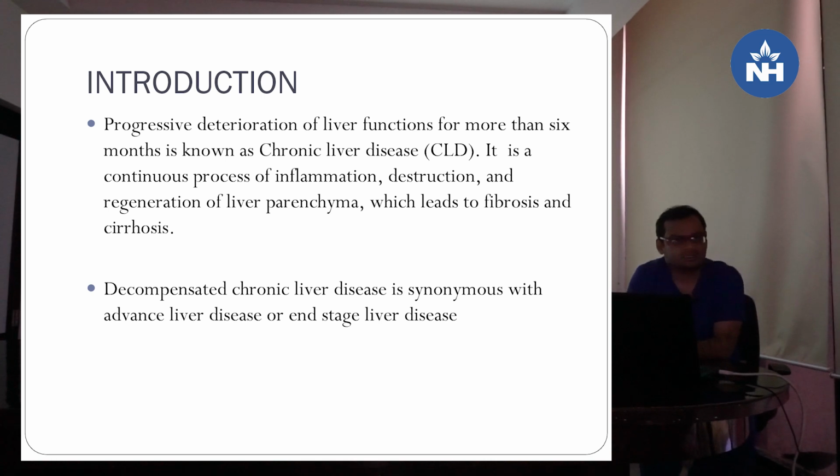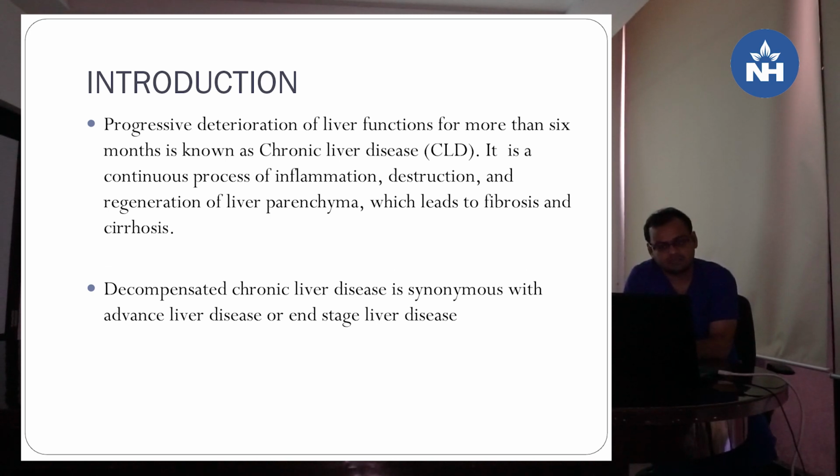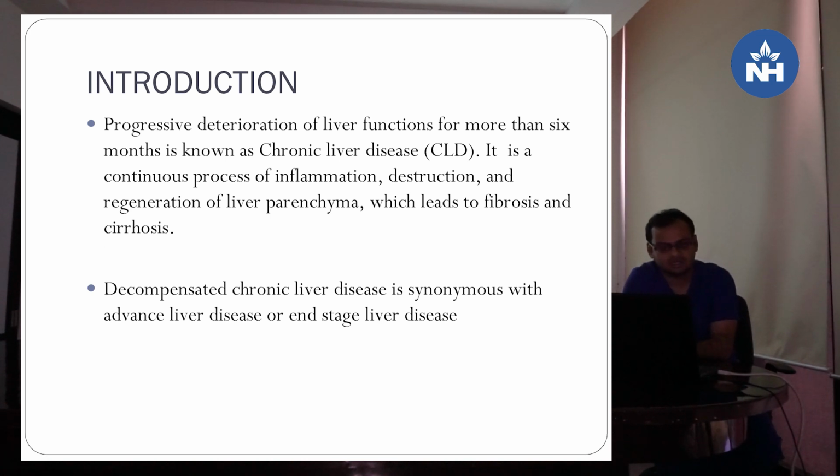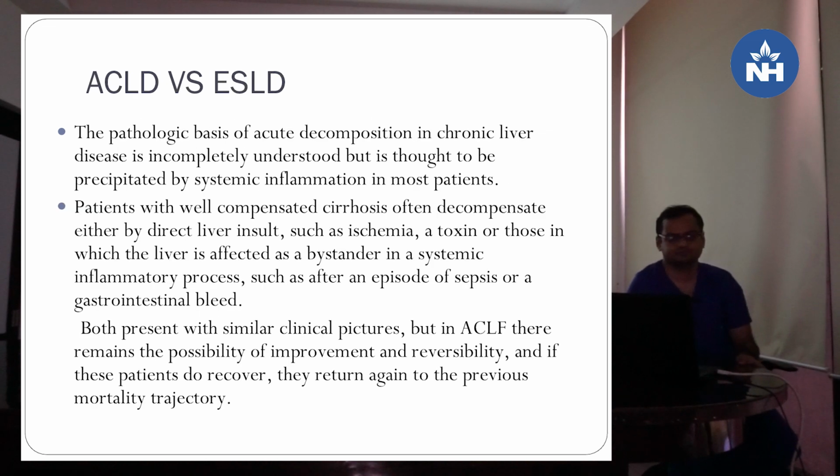End-stage liver disease is synonymous with decompensated chronic liver disease or advanced liver disease. The progressive deterioration of liver function for more than 6 months is known as chronic liver disease. It is a continuous process of inflammation, destruction and regeneration of liver parenchyma, which leads to fibrosis and cirrhosis.